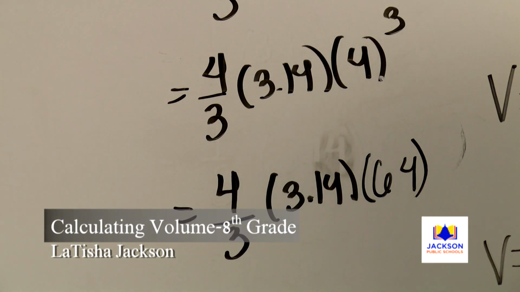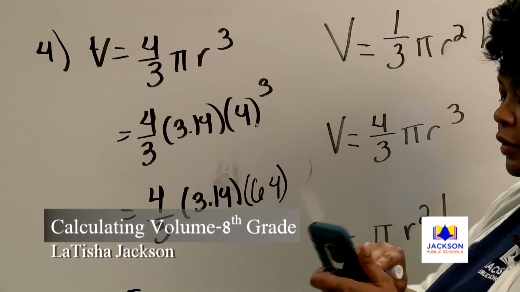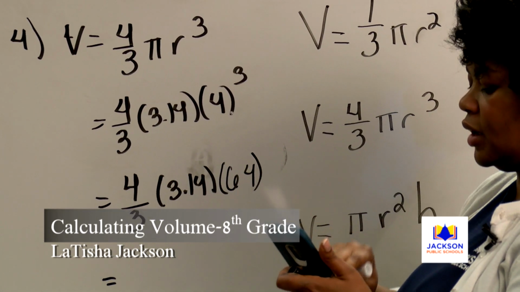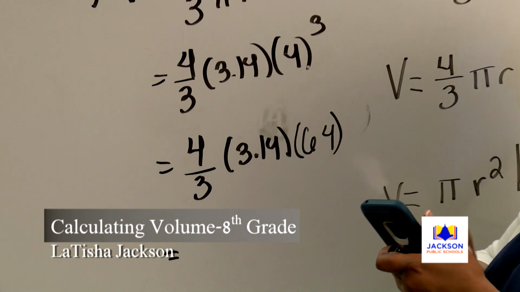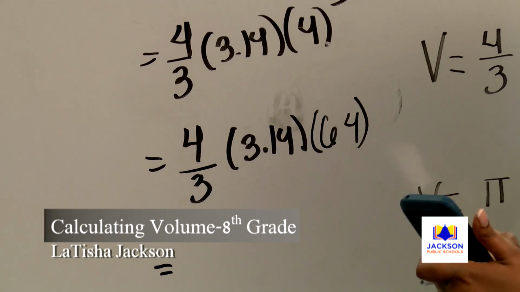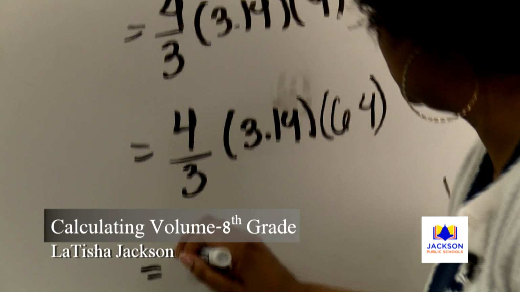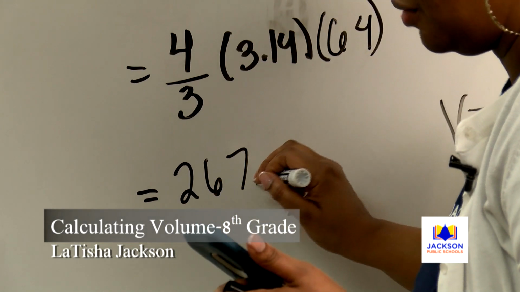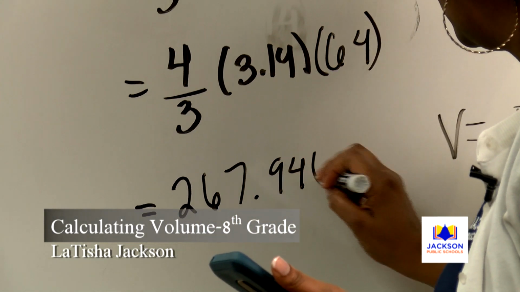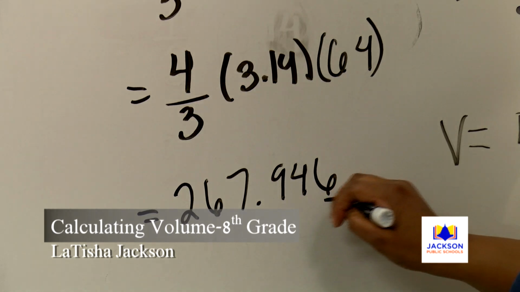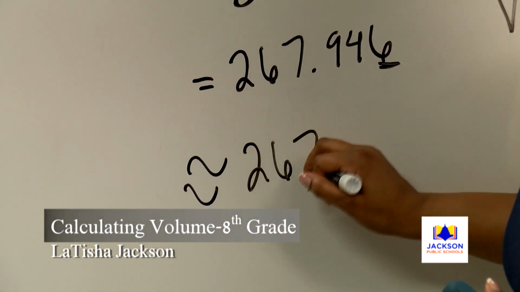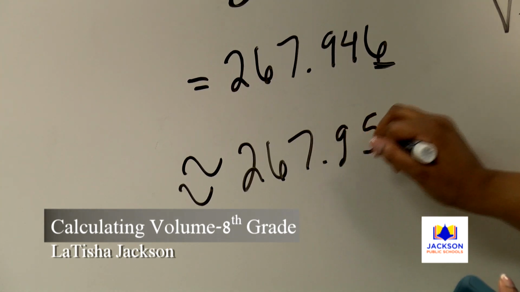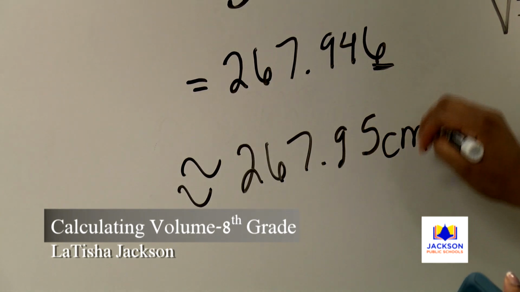And then just punch the rest of the expression into your calculator. So again, 4 divided by 3 equals, and then times 3.14 times 64. And we get 267.946. I'm going to round to the nearest hundredths. So we're going to approximate this to be 267.95 centimeters cubed.